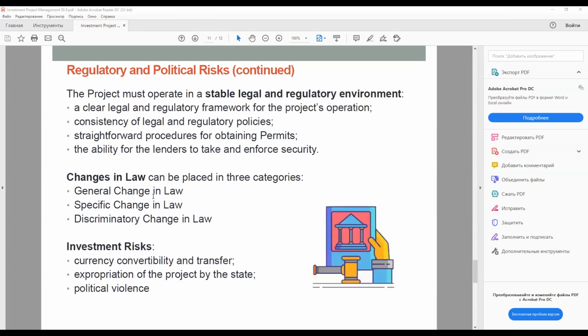In general terms, the project company must operate in a stable legal and regulatory environment. This requires general legislation that allows for private ownership or control of projects and adequately protects private investment; a clear legal and regulatory framework for the project's operation; consistency of legal and regulatory policies; straightforward procedures for obtaining construction, operation, and financing permits; and the ability for lenders to take and enforce security.